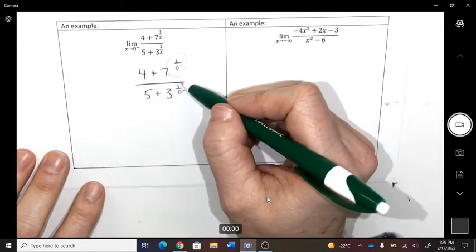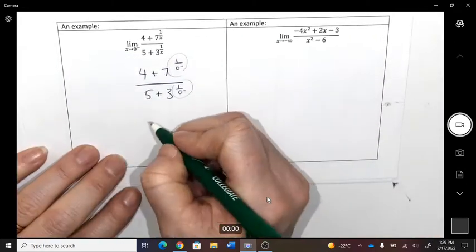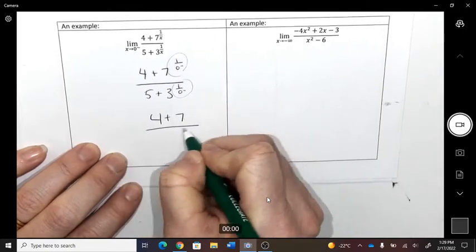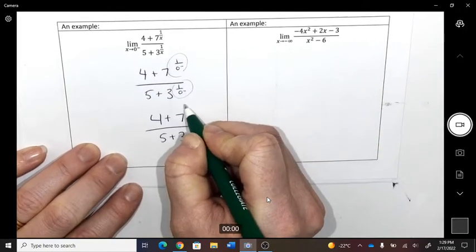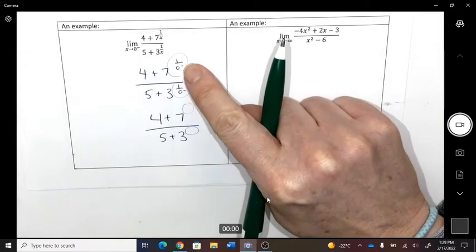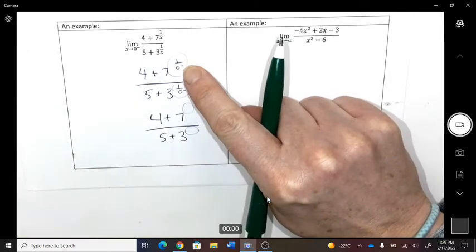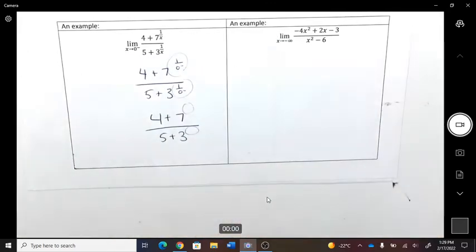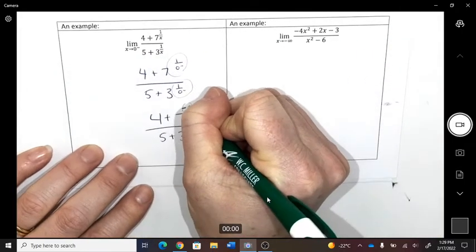Okay, so what is going on here? What happens when it's 1 over 0? So what does this become? A negative infinity.